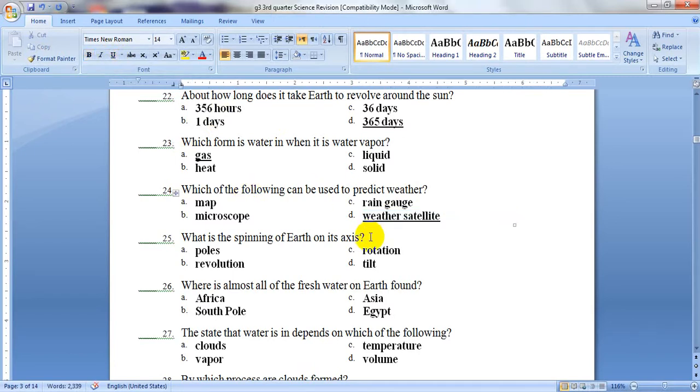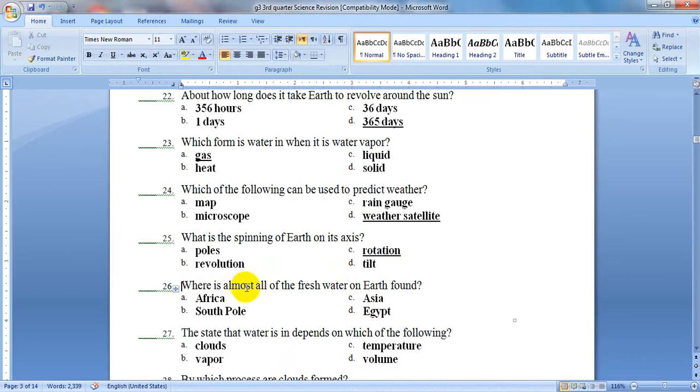The next one, question number 25. What is the spinning of Earth on its axis? The movement of Earth around itself or around the imaginary line which is called axis. Does it mean poles, revolution, rotation, or tilt? Yeah, it's rotation. And as we said, rotation takes 24 hours or 1 day, and it causes day and night cycle.